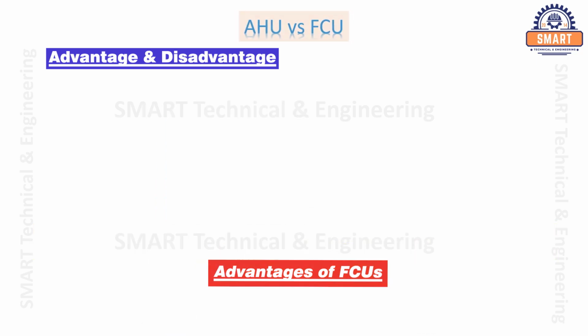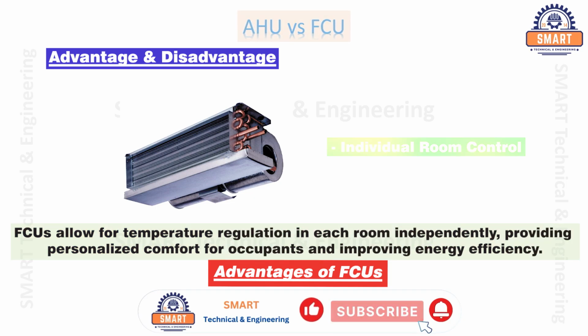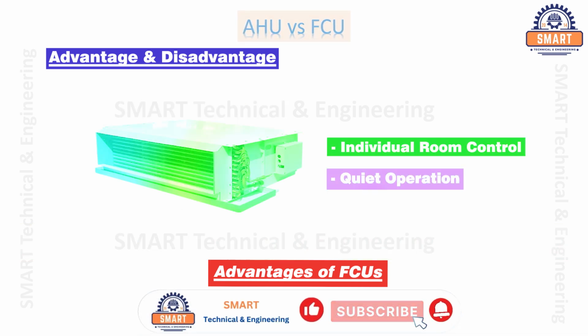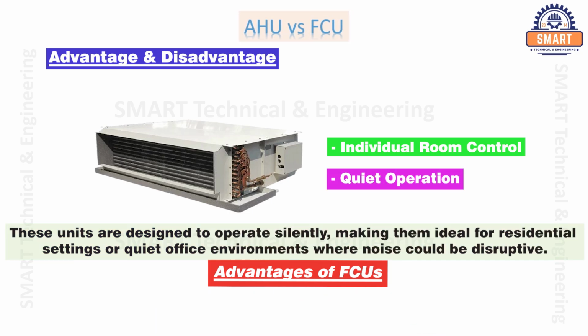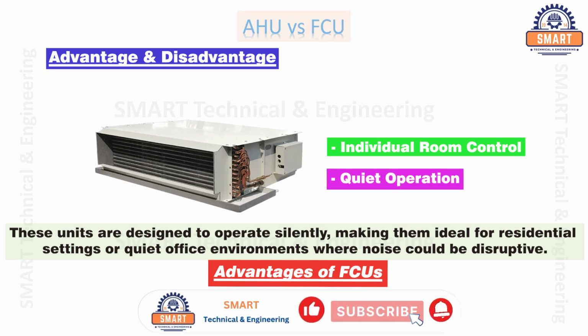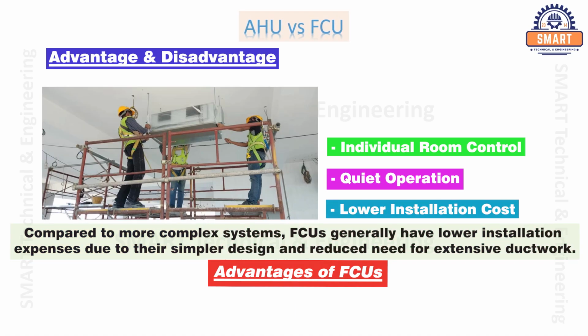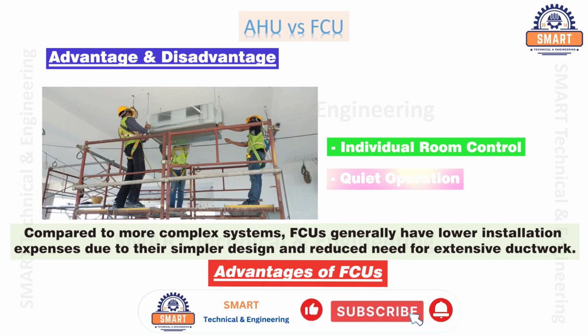Advantages of FCUs. Individual room control. FCUs allow for temperature regulation in each room independently, providing personalized comfort for occupants and improving energy efficiency. Quiet operation. These units are designed to operate silently, making them ideal for residential settings or quiet office environments where noise could be disruptive. Lower installation costs. Compared to more complex systems, FCUs generally have lower installation expenses due to their simpler design and reduced need for extensive ductwork.